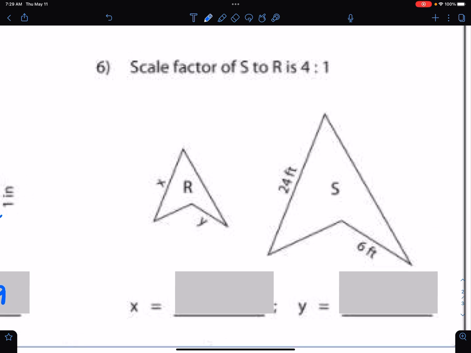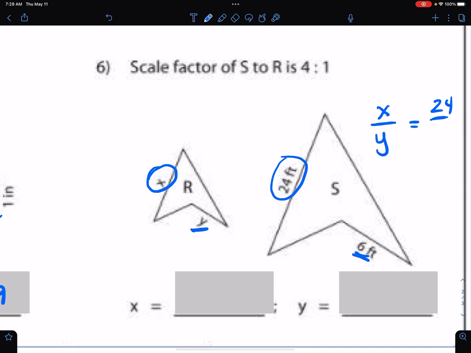6. All right. The scale factor is 4 to 1. I'm going to do it the other way that I showed you during class. I'm going to put these two on the top, so x and 24, and I'm going to put the other two on the bottom. And since my scale factor is 4, and it looks like it's getting smaller, that means it's going to be divided by 4.